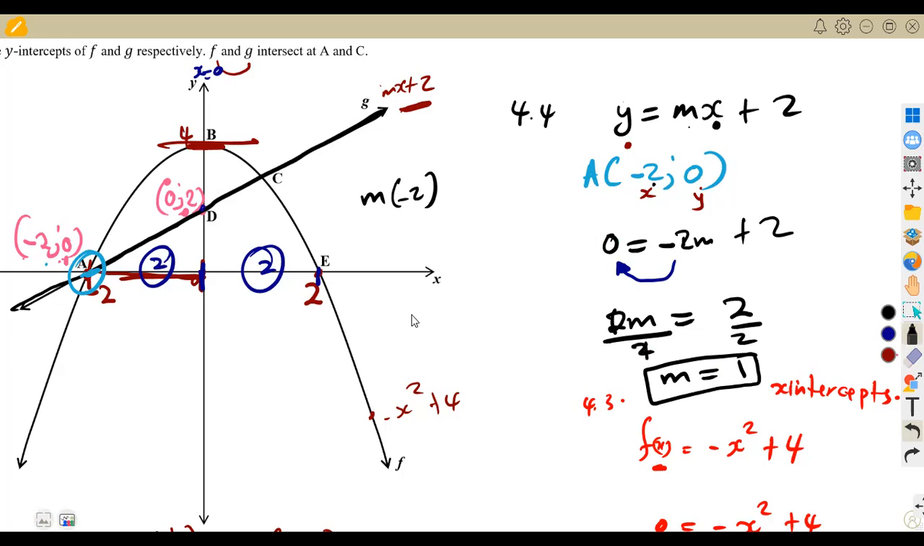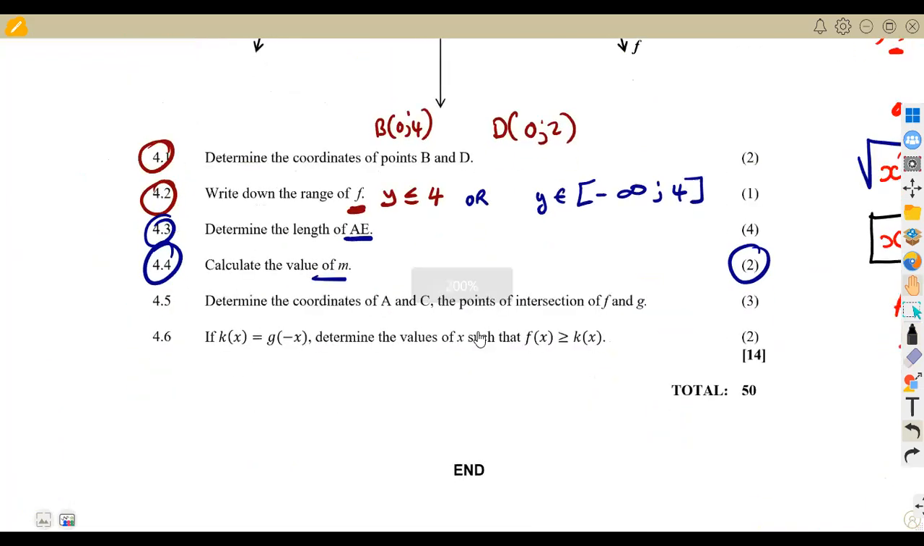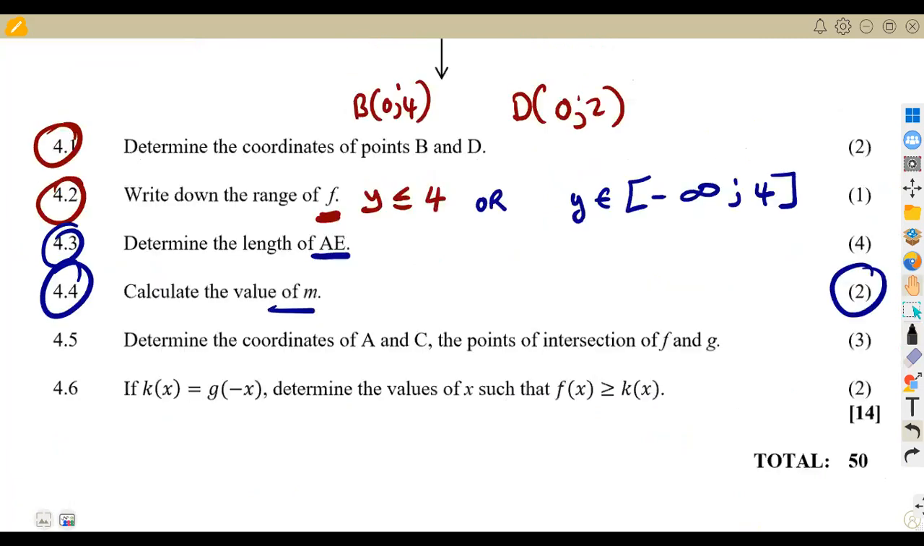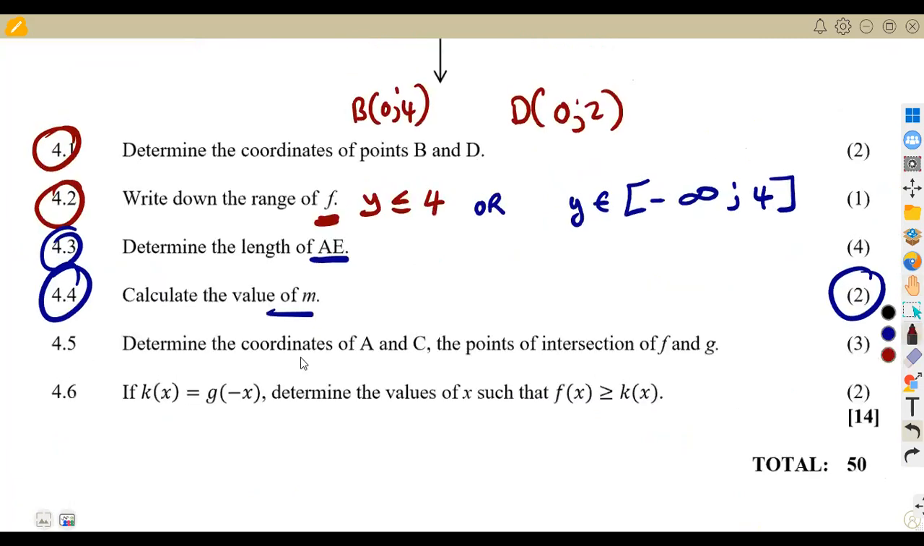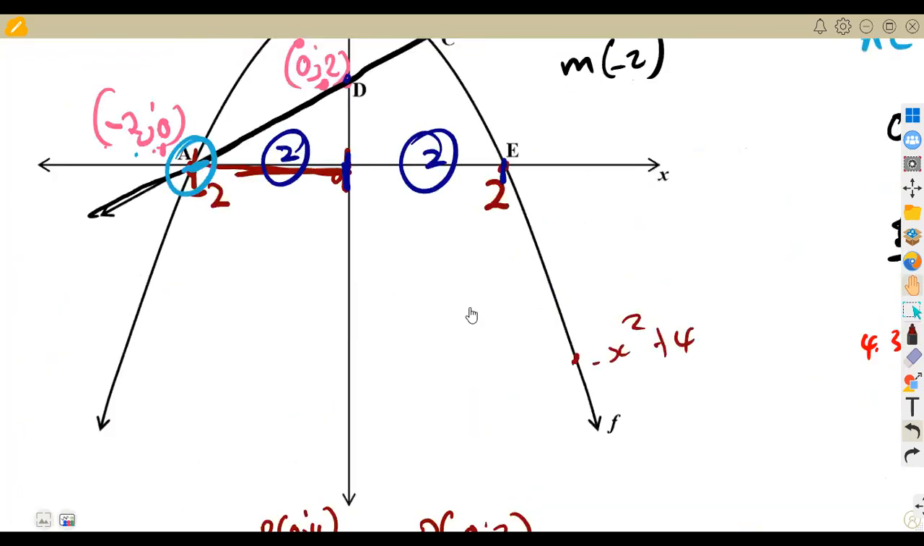So that's how we could have calculated our M again. As we can see, we're obtaining the same answer, just like the previous question. All right, then on 4.5, they are now saying: determine the coordinates of A and C, the points of intersection of f and g. All right, the point of intersection, because now we have the value of M here, which is 1.